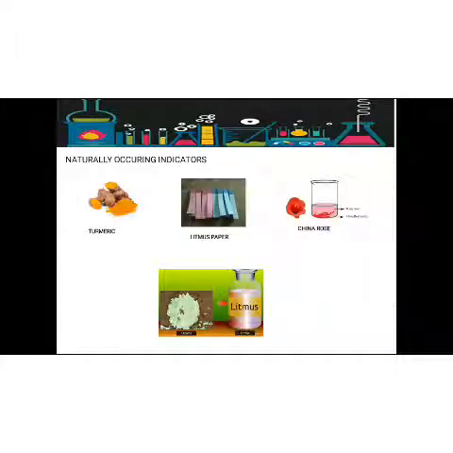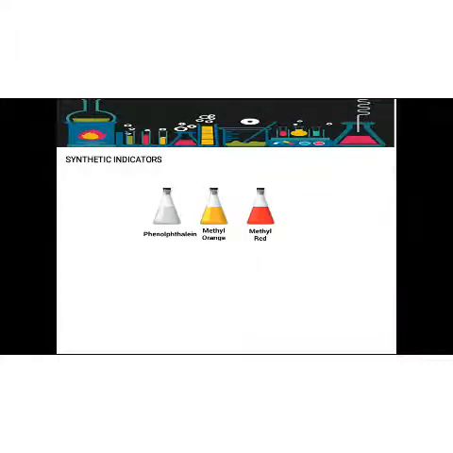There are some naturally occurring indicators which we get very easily in our home. One is turmeric or haldi, and litmus paper, which is commonly used and is extracted from lichens. We've learned in the first chapter about the symbiotic relationship in lichens. And China rose or shoe flower, the juice of which is used as a naturally occurring indicator. There are also synthetic indicators like phenolphthalein, which is colorless, methyl orange or methyl red. But the most commonly used is litmus paper, which is extracted from lichens.